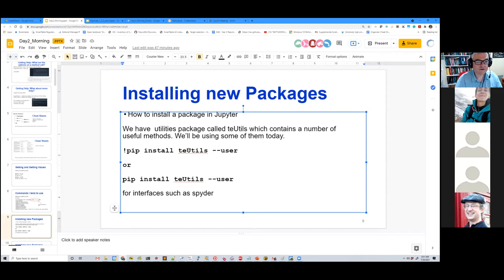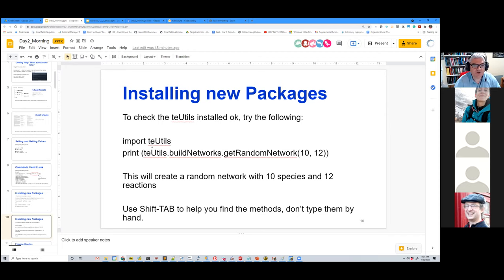Okay. So the tutils contains a bunch of things like more plotting routines, doing heat maps, 3D plots, a simple parameter scan, generating random networks, and I'll be showing you some of these later on. They're just general utilities that we've built up over time. Generating random networks is useful for testing purposes, which is why it's there. In fact, this is an example. Why don't we do it?